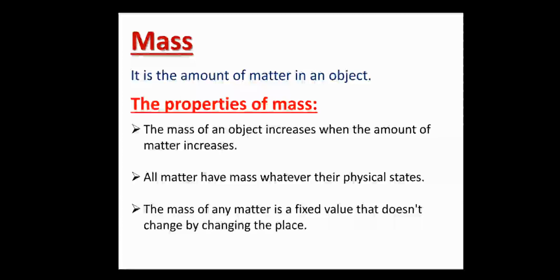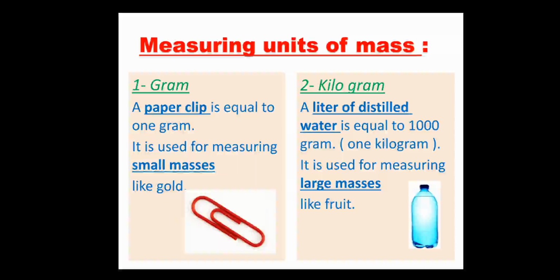Number three, the mass of any matter is a fixed value. Fixed value means it doesn't change by changing the place. So the mass of any matter is a fixed value because it doesn't change by changing the place.